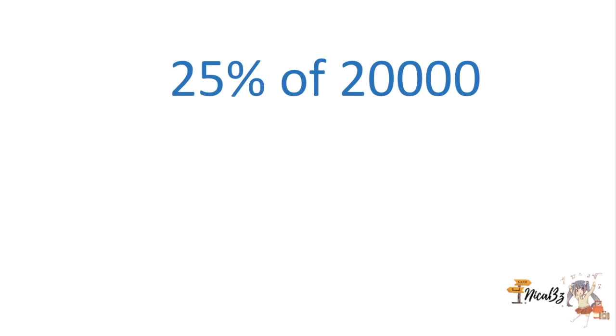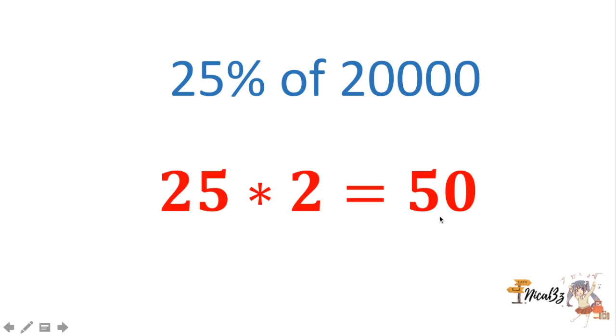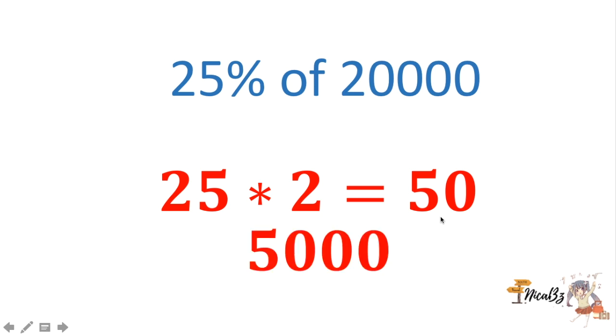25% of 20,000. So 25 times 2 is 50. Again, too small a number to become 25% of 20,000. So we move to the right. Moving one place will only give us 500. So we try another place. And so the answer is 5,000.